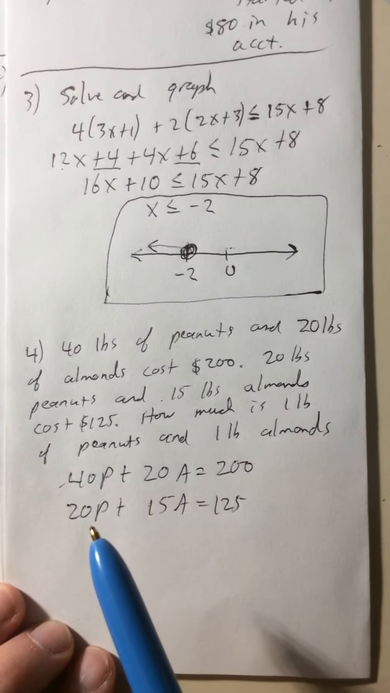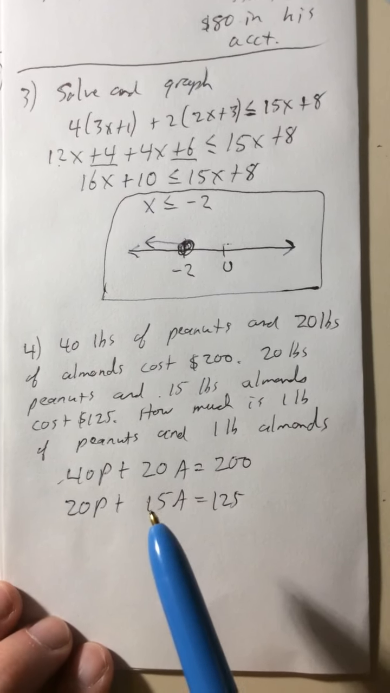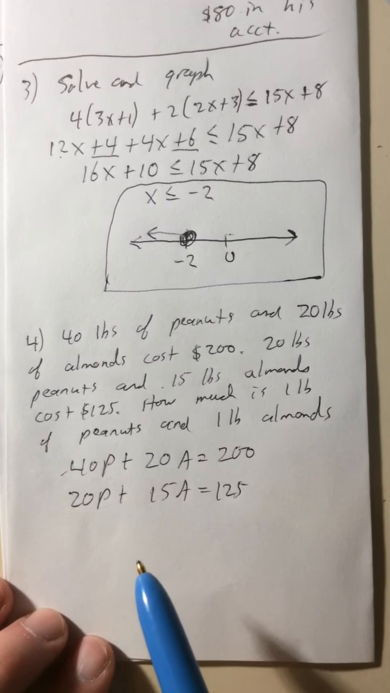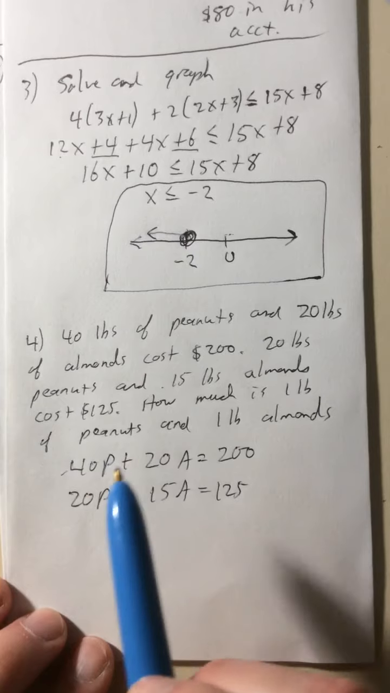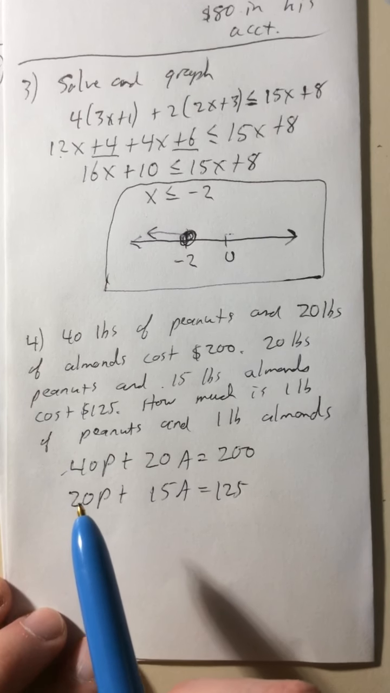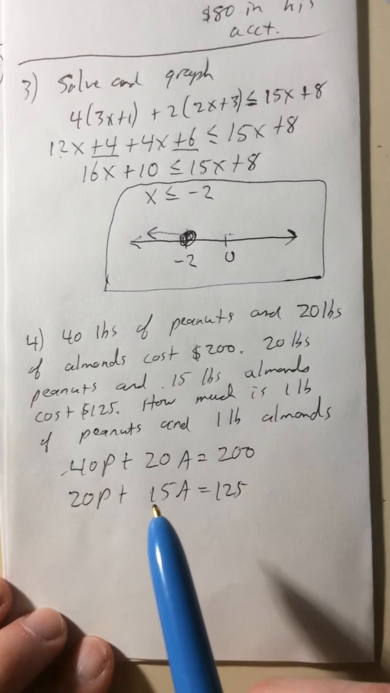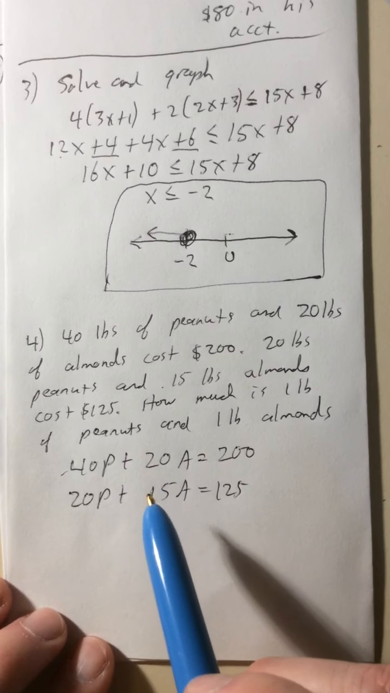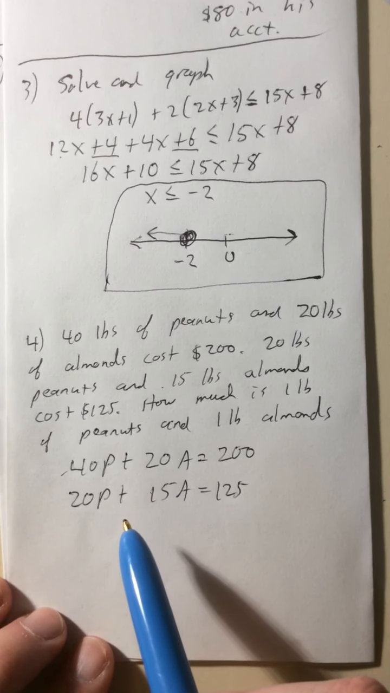We only have pea brains, right? We need simpler problems than this. So we need to eliminate one of the variables. If we can find a way to somehow make a 20 into a 40, or a 15 into a 20, or at least make them the same somehow, then we'd be golden.